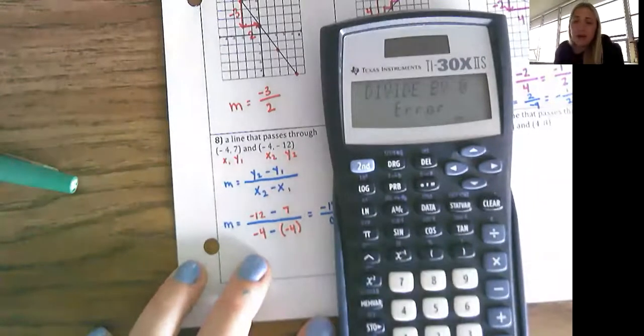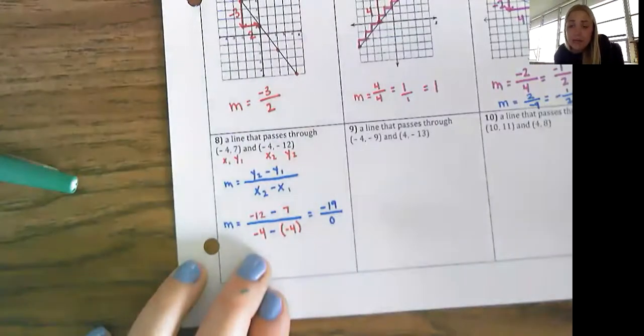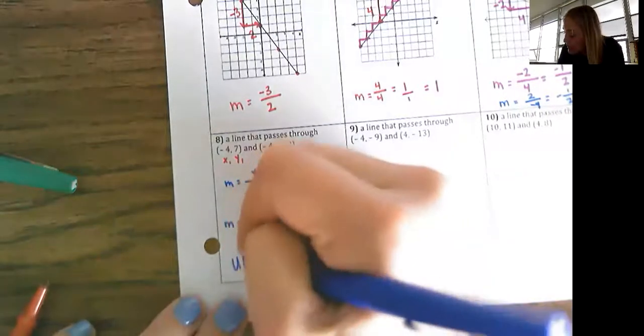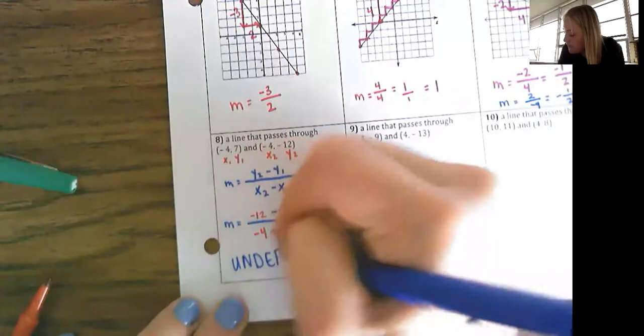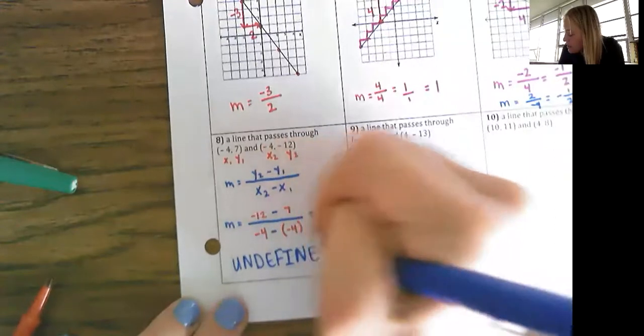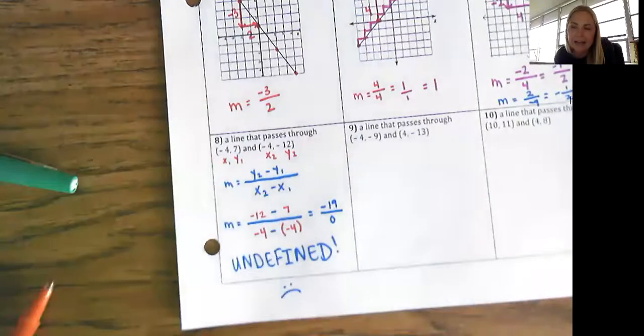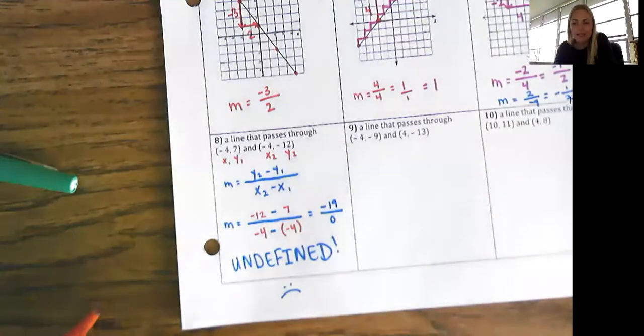Not 0, it's error. What does it mean when we get an error? What does it mean when 0 is in the denominator? It is undefined. Maybe I shouldn't do an exclamation. I should say like, oh, that's sad. That's a very undefined answer.